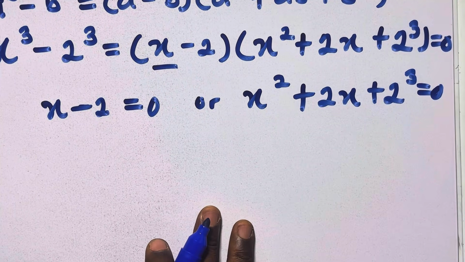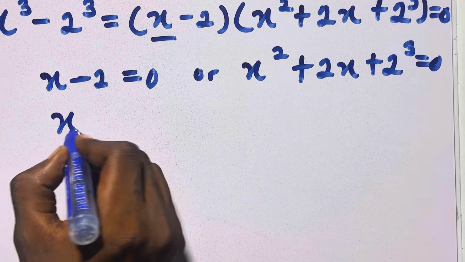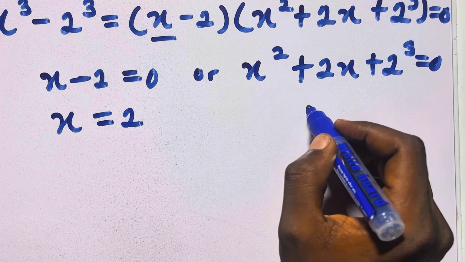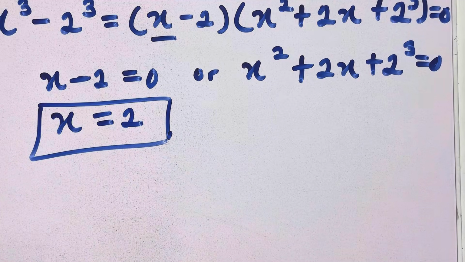Alright, so this is what we have. So now what we have here is x equals 2, right? However, we have to solve this. Don't forget we are still under case 1. So we have our first solution here.